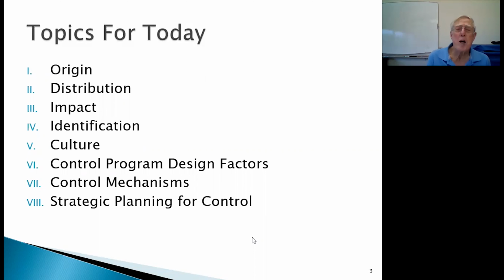So today our topics are the origin, distribution, and impact of star thistle, how you identify it, the culture, and something I call control program design factors. Then there's control mechanisms that can be used, and finally strategic planning for control.